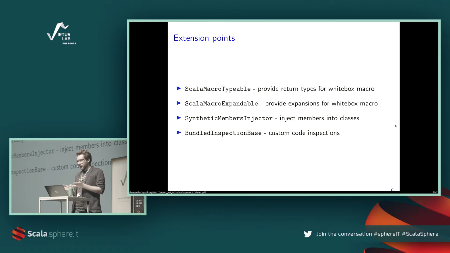Another thing would be the members injector. This is mainly used for macro annotations. When you do some extensive code transformations, for example adding methods, adding fields, adding superclasses, and so on, you probably want to use that one because it allows you to do all those things. And for example, we have a bundled inspection, which is a way of providing custom inspections without modifying the Scala plugin itself.